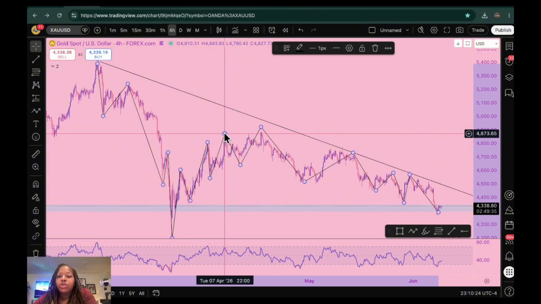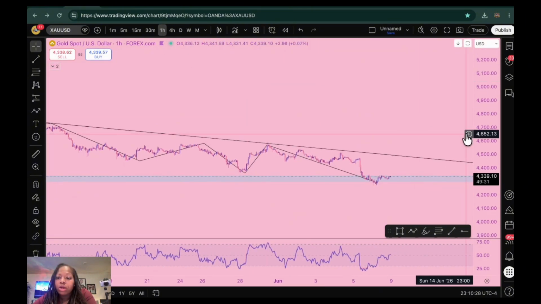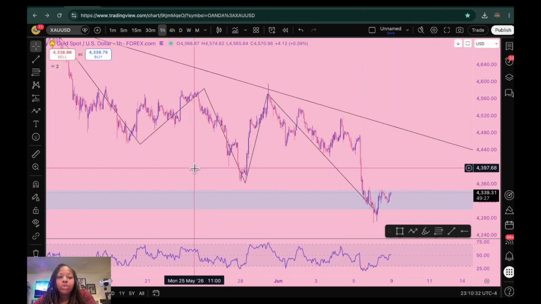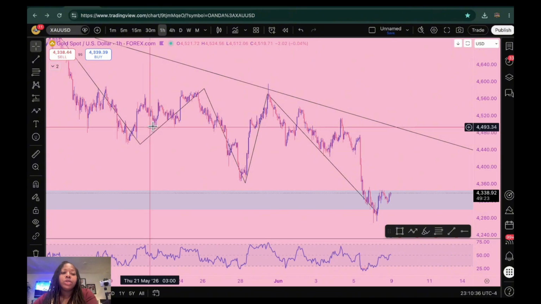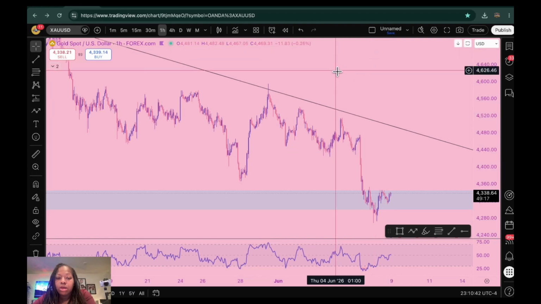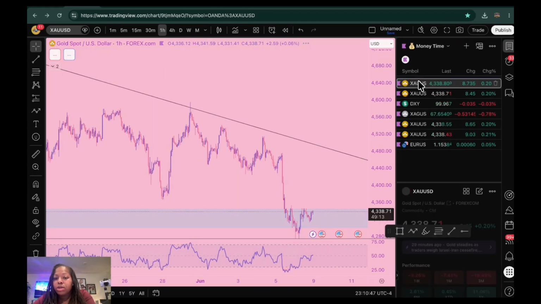I was just marking out structure, but then we drop down to the 1 hour, and I'm just basically doing the same thing. I'm just going to the left, looking at structure, and just marking out my breaks of structure all the way till I get to present time. Let me delete this. So let's go to my current chart now.